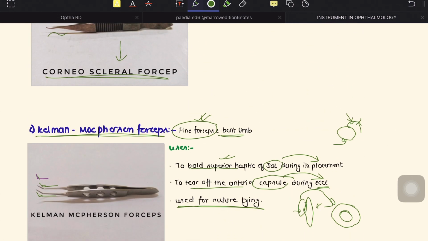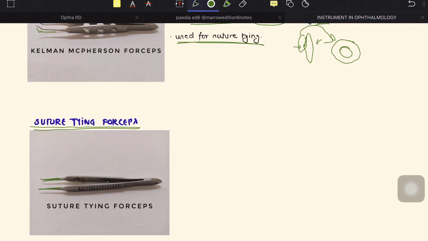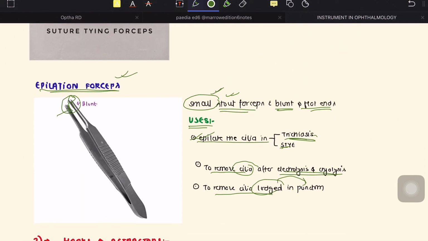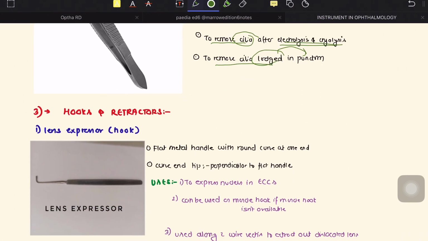We also talk about Kellman-McPherson forceps, suture tying forceps, and epilation forceps. We also talked regarding artery forceps or hemostatic forceps, but we can differentiate them based on their configuration and appearance. Now we will be talking about hook.